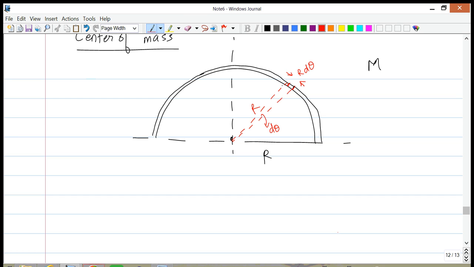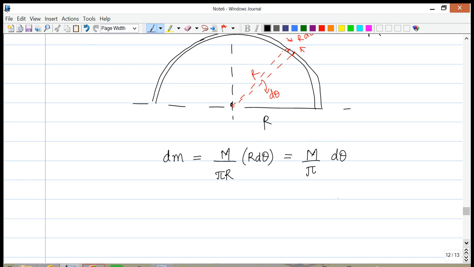What we're going to do is figure out the mass of that piece first. The mass of the infinitesimal piece will be dm, and because it's a uniform rod, it's going to be the mass per unit length, where the length of this half circle is simply half the circumference, so pi times r, multiplied by the length of this little piece. So this gives us the mass of the infinitesimal piece.